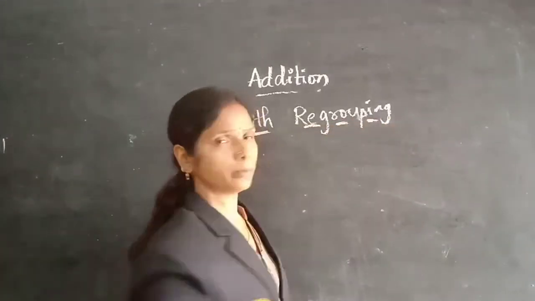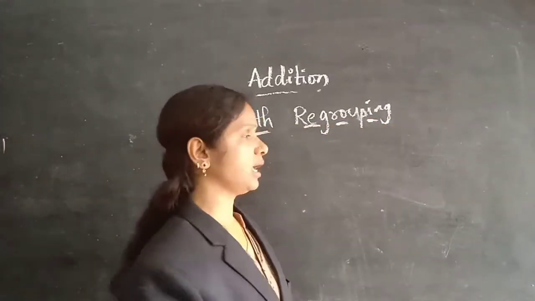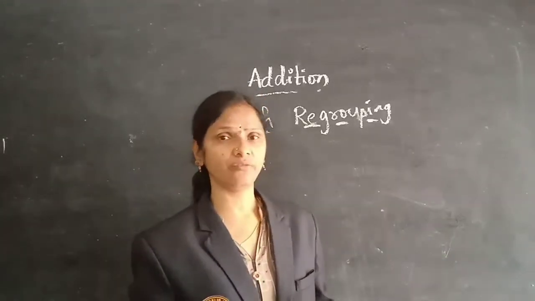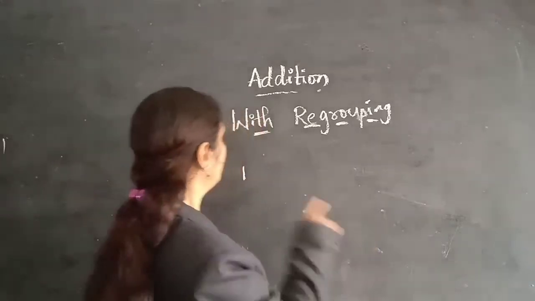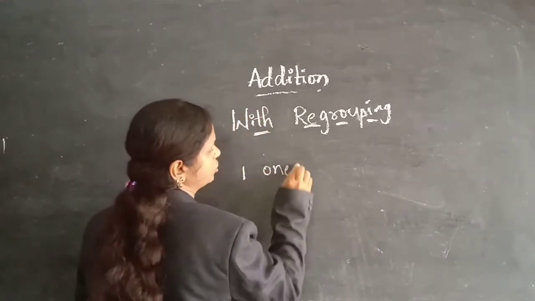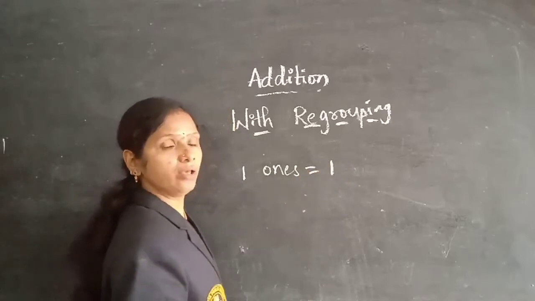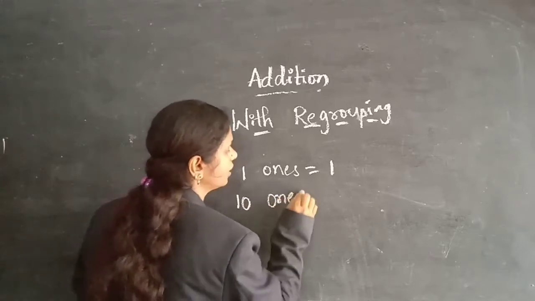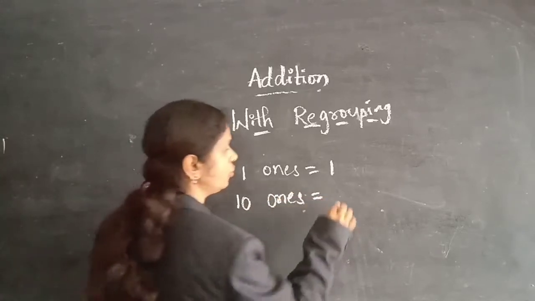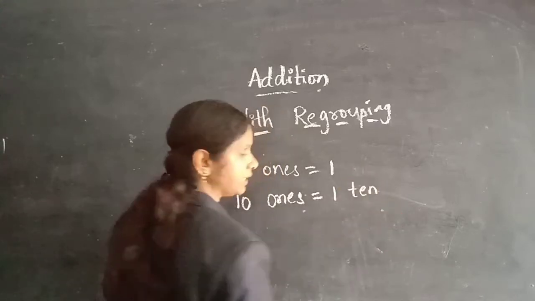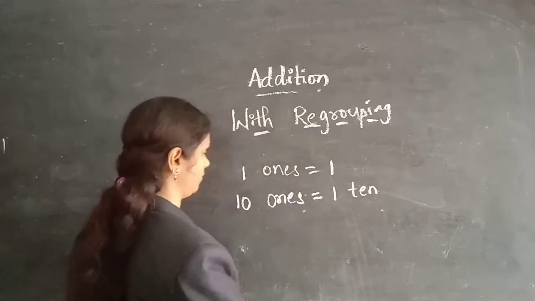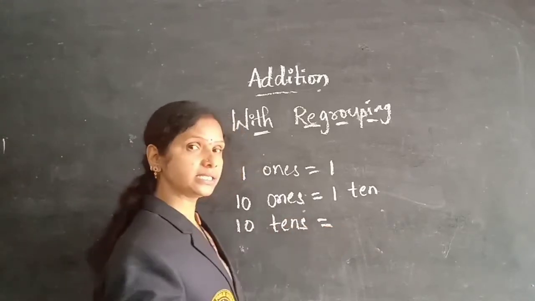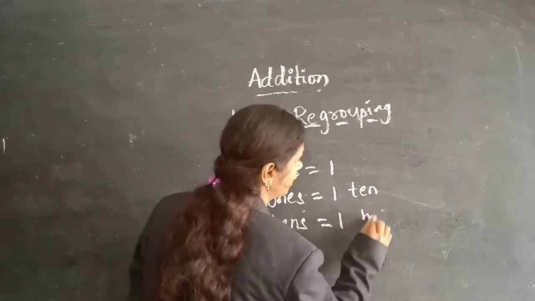Regrouping. Before going to the problems, one thing I will tell you. You already know the places, children: ones, tens, hundreds, thousands. So 1 ones is equal to 1. 10 ones is equal to 1 ten, and 10 tens is equal to 100.